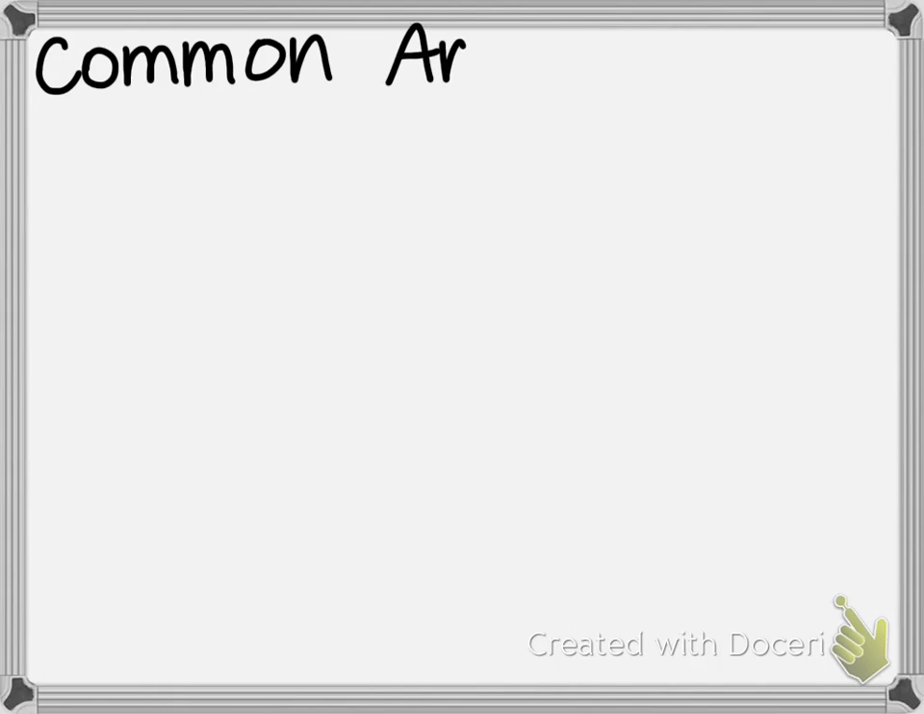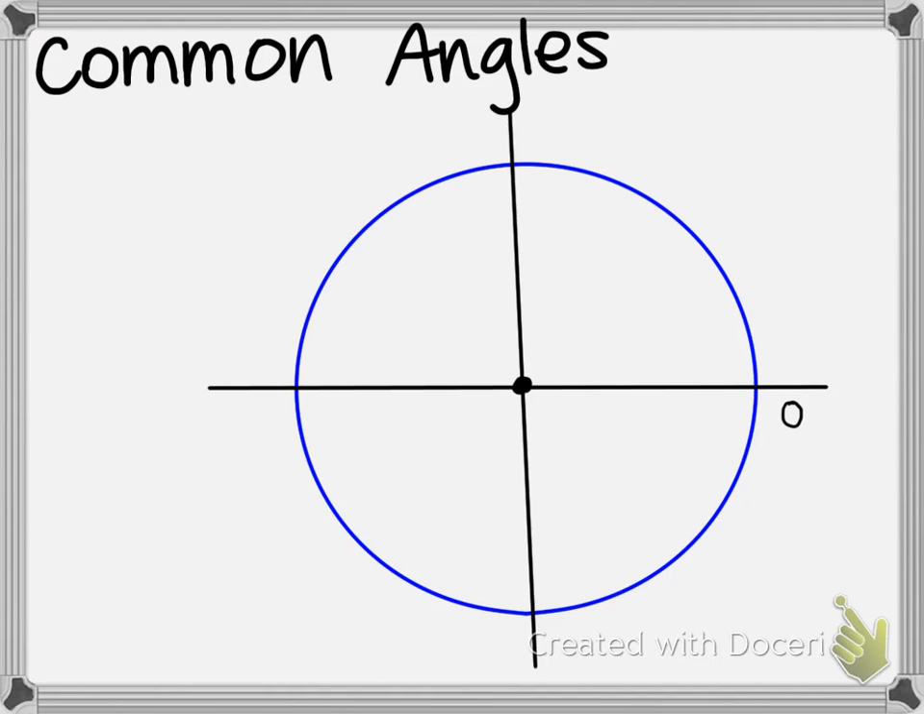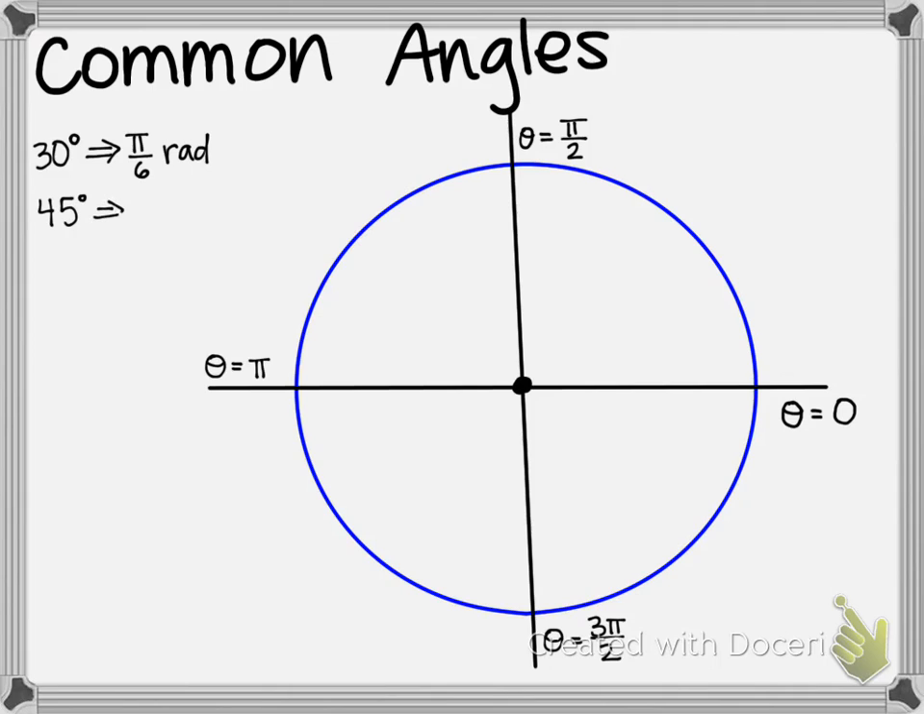There are a few common angles that we deal with very frequently. So when we look here, this would be theta equals 0. That would be theta equal to pi over 2. This would be pi. This would be 3 pi over 2. So if I'm looking at 30 degrees, for example, that would be pi over 6 radians. 45 degrees would be pi over 4 radians.